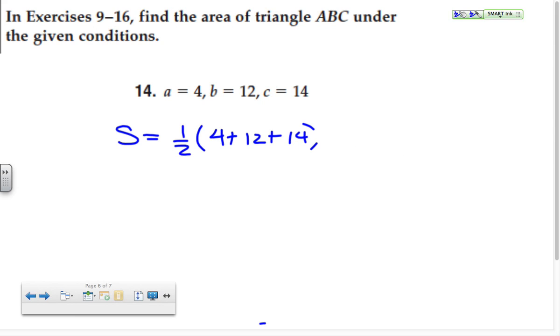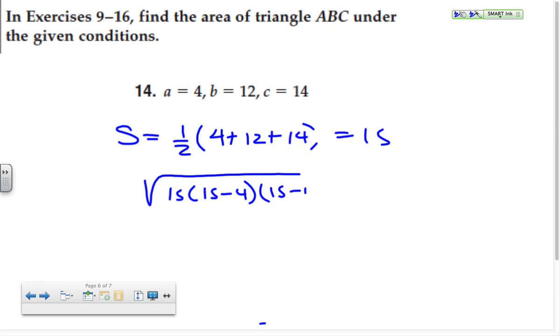This is 15. Okay, so S is 15. Then I can do my square root of 15 times 15 minus 4 times 15 minus 12 times 15 minus 14. Okay, so I do the square root of that. I mean, honestly, this is on calculators. That's so simple. And I end up with approximately 22.2.